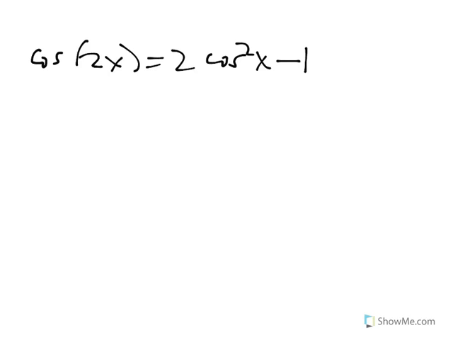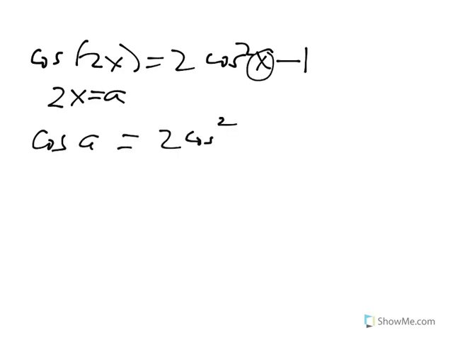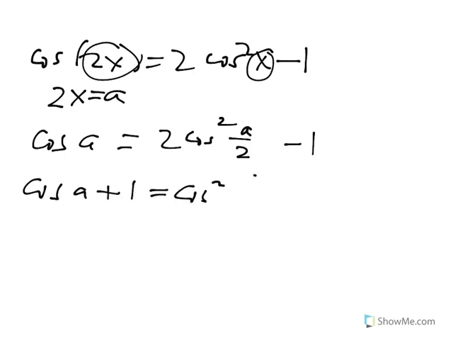Now, the way you derive the half angle formula is you take the double angle formula. First I'm going to derive the cosine half angle formula. You take the regular double angle formula and you say, what if 2x, I'll just call that a. So now this thing looks like cosine a equals 2 cosine squared, and now this x is half of 2x, so I have a over 2, minus 1. Now I add 1 to both sides. I take the square root of both sides.